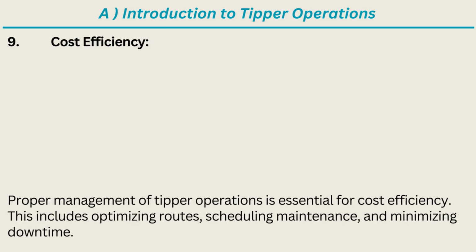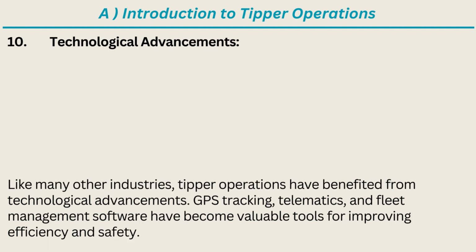9. Cost efficiency. Proper management of TIPPER operations is essential for cost efficiency. This includes optimizing routes, scheduling maintenance, and minimizing downtime. 10. Technological advancements. Like many other industries, TIPPER operations have benefited from technological advancements. GPS tracking, telematics, and fleet management software have become valuable tools for improving efficiency and safety.